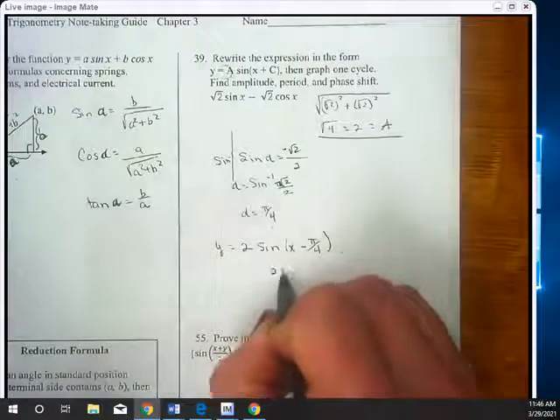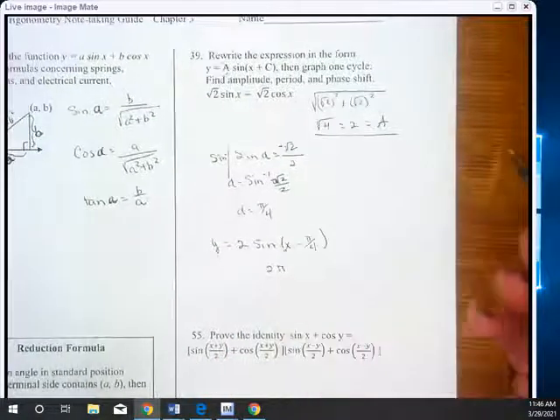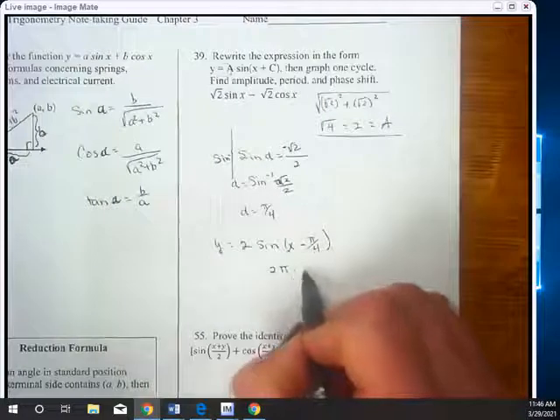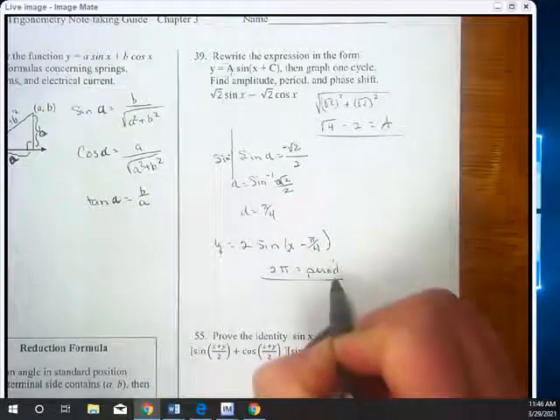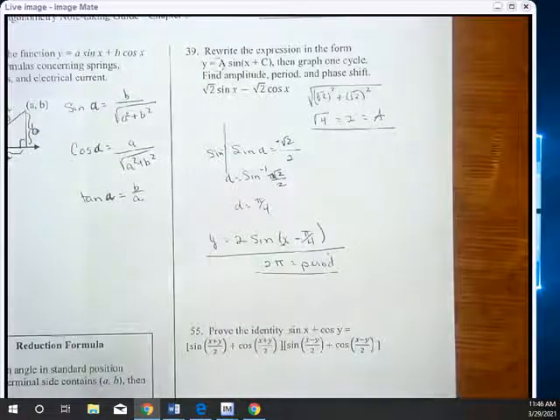And the period is 2 pi divided by the B value, and the B value here is 1. So that hasn't changed. So our period is 2 pi. And now you've got it to where you can just graph it.